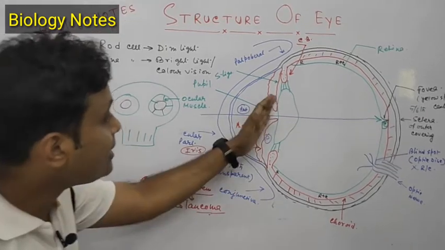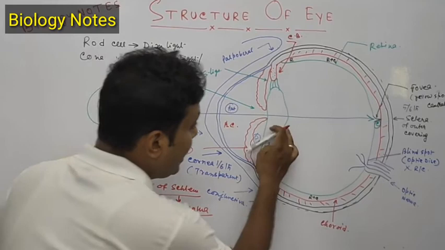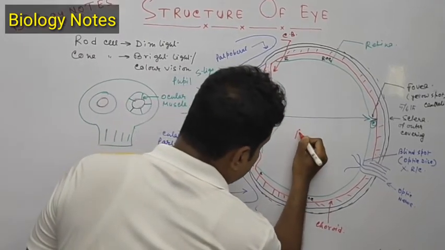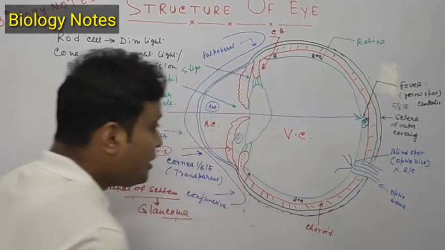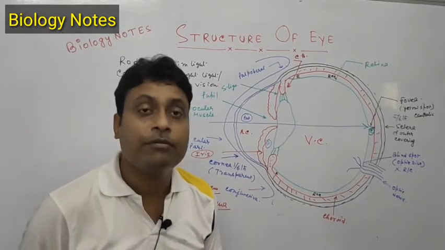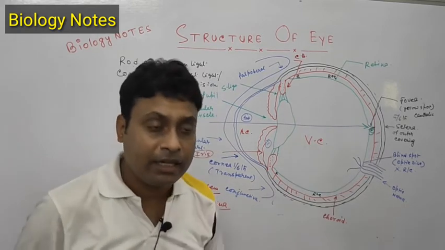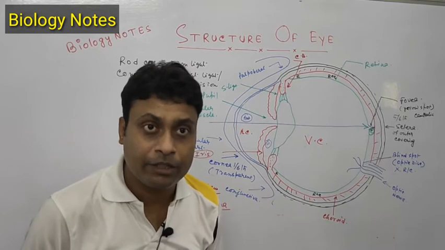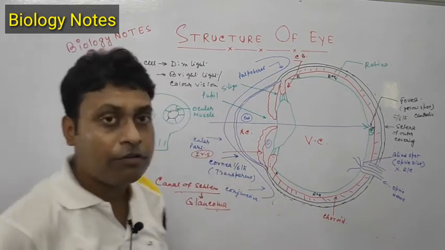Okay, then this is the story about the aqueous chamber. And in between the lens and retina, there is another chamber which is known as the vitreous chamber. The vitreous chamber is also filled up with fluid, which is known as vitreous humor. And this vitreous humor is secreted from the retina during the time of development. Okay, these are the major structures of our eyes.